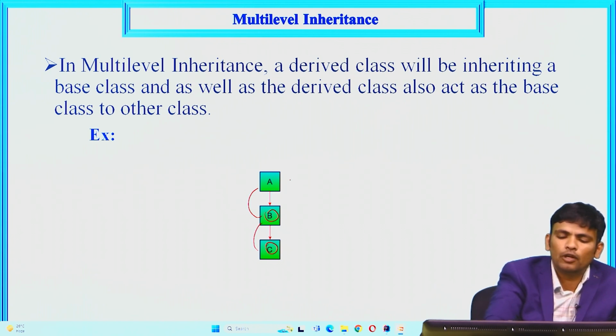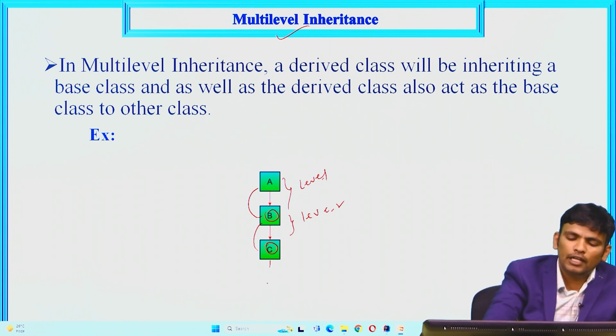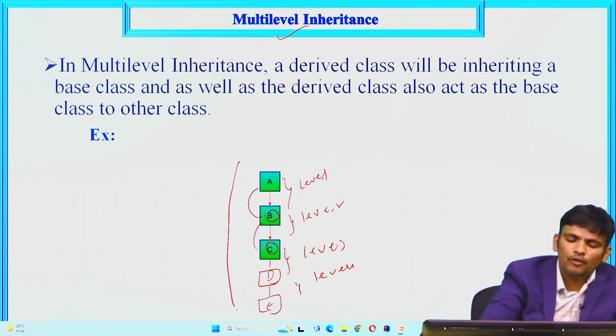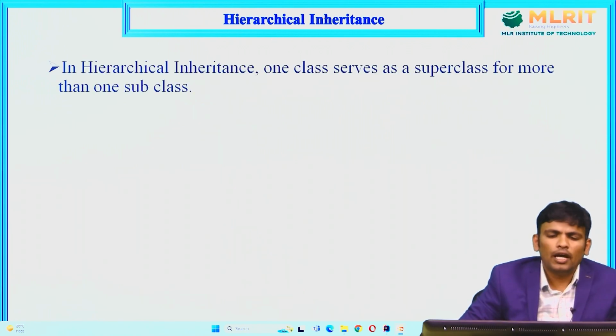If you apply inheritance concepts, see here, this one is level 1 and this one is level 2. Multiple levels, that's why it is called multi-level. Likewise, you can create any number of classes like this. So this one becomes level 3, and this one becomes level 4. This type of inheritance is called the multi-level inheritance.